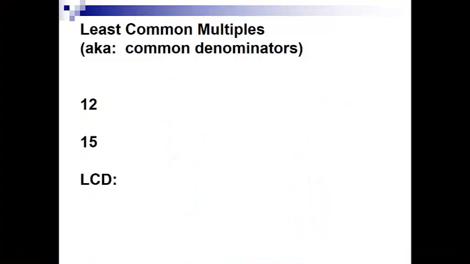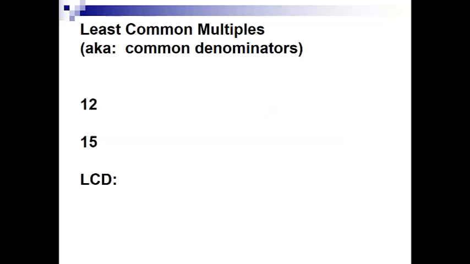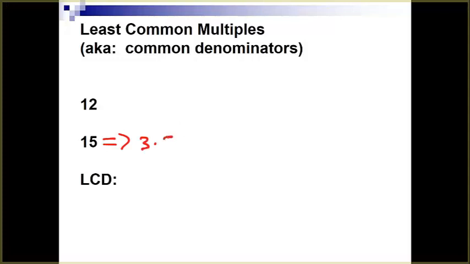Okay, so like I said, the multiples way is only good for whole numbers, but I'm going to do it the prime number way. So for example, this 15 breaks down to 3 times 5. The 12 breaks down to 2 squared times 3. You want to take the highest powers of each one. So I have 2 squared.